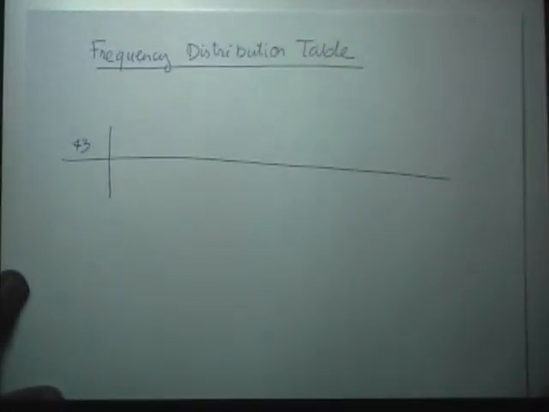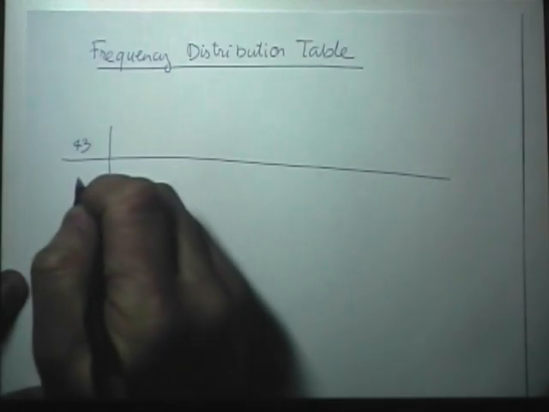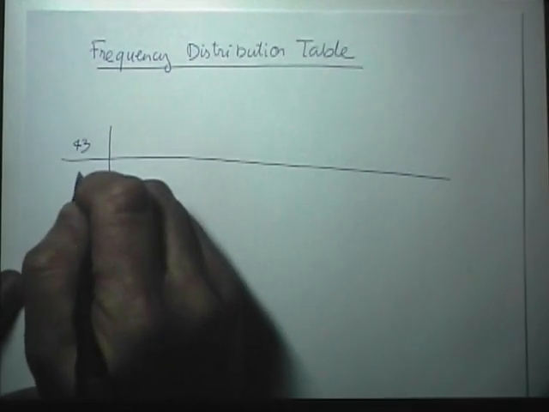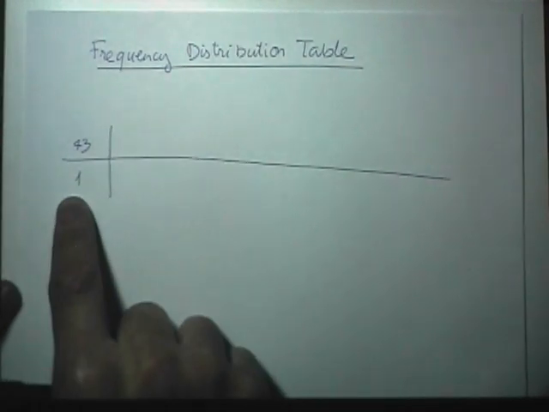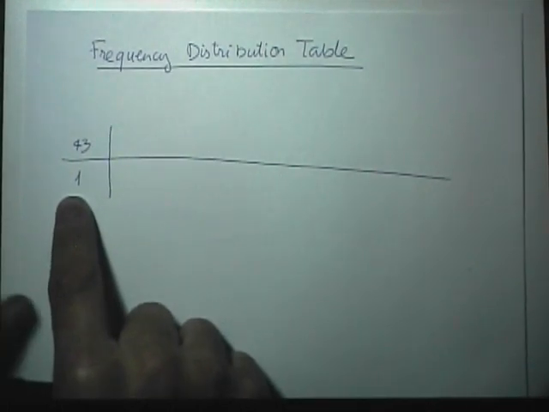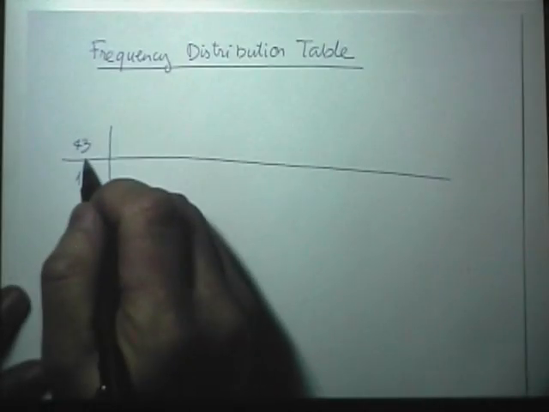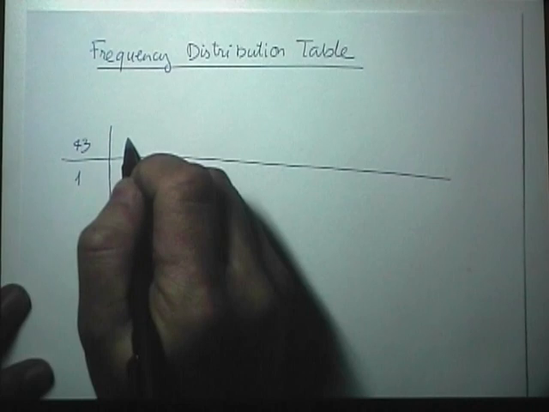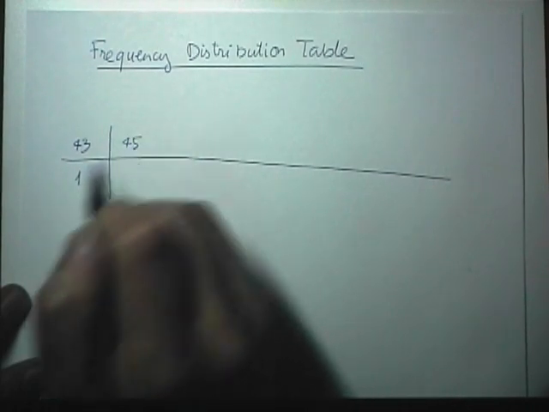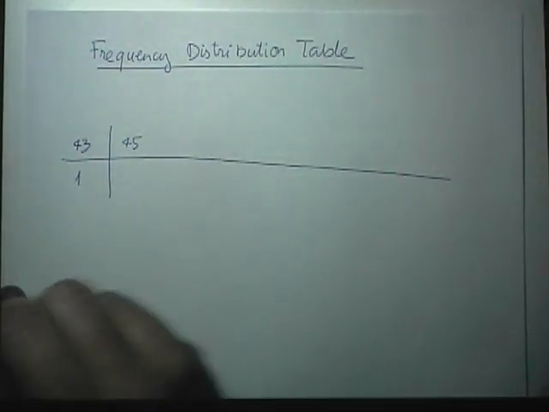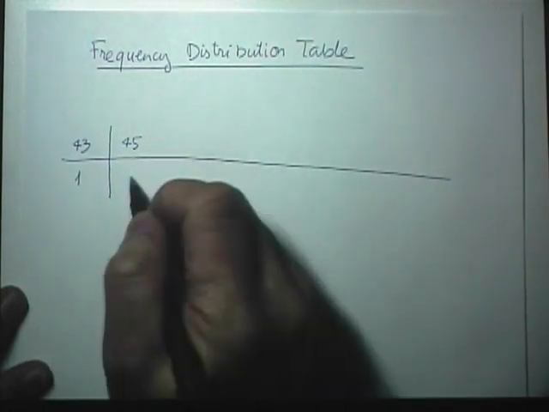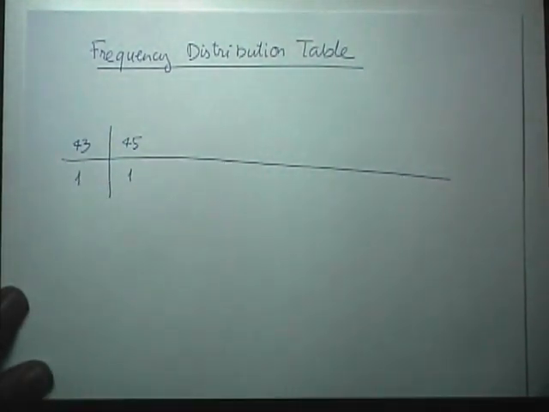Now, how many 43s are there in my data set? 1. There's only 1 of them. So, down in the bottom row, right below 43, I write 1. So once again, what does 1 mean? 1 here means it is the number of times that the data value 43 happens. Okay? So now, moving on, after 43, what I see is a 45, right? And once again, how many 45s are there? There's only 1, so I'm going to write it down. There's just 1 in the bottom.